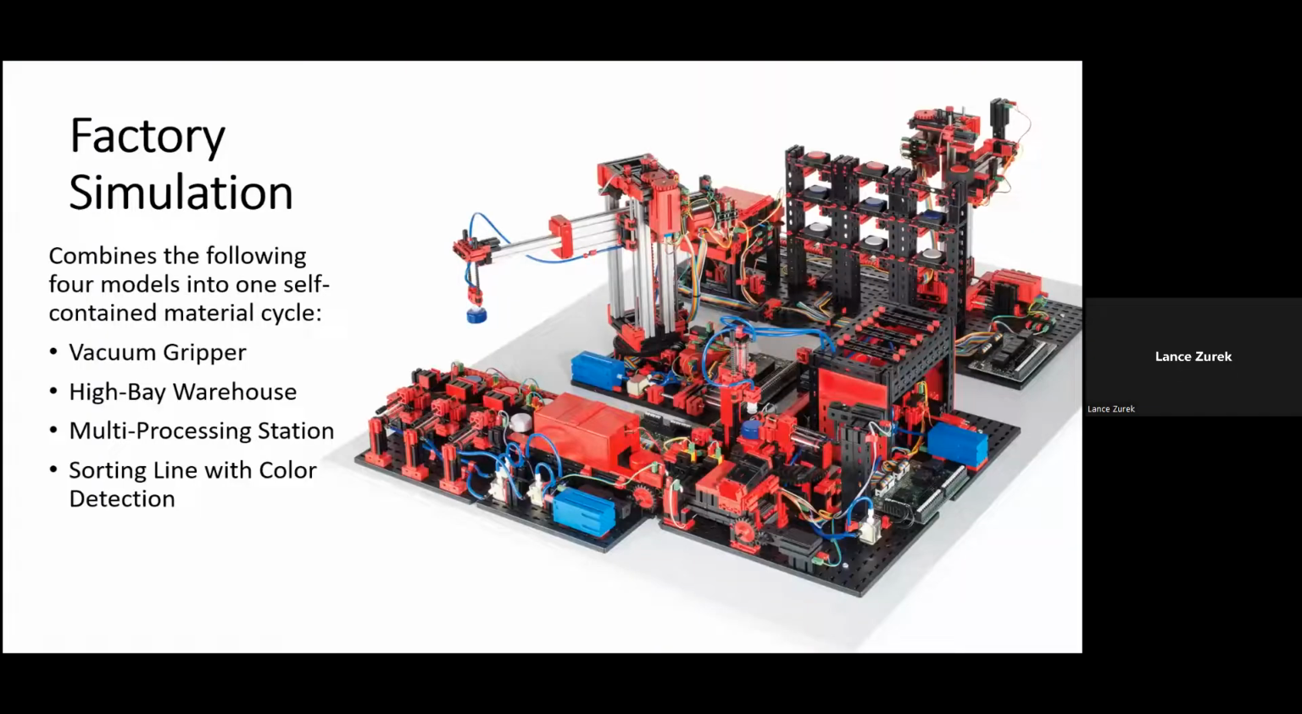The next model we're looking at is the factory simulation. And again, this combines the 4 models we've just reviewed, which are again the vacuum gripper robot, the automated high bay warehouse, the multi-processing station with the oven, and the sorting line with the color detection into one self-contained material cycle.